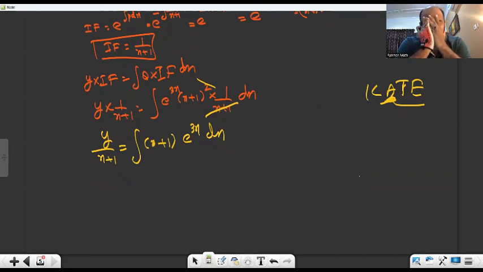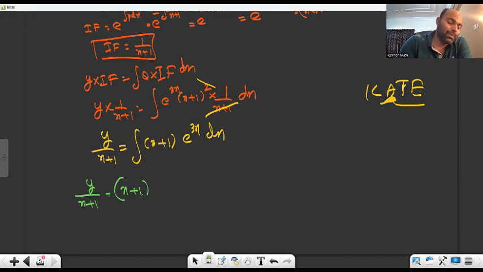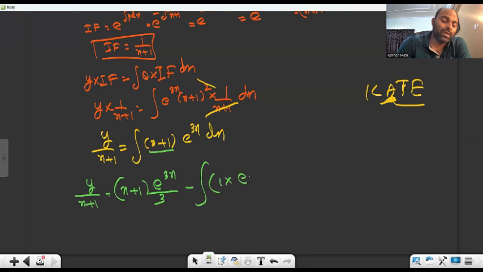minus integral of the derivative of the first function into integral of the second. Integral of e raised to 3x is e raised to 3x by 3. Why? Because instead of x plus 1, the derivative comes, minus integral of the derivative of x plus 1, which is 1, into the integral of e raised to 3x.